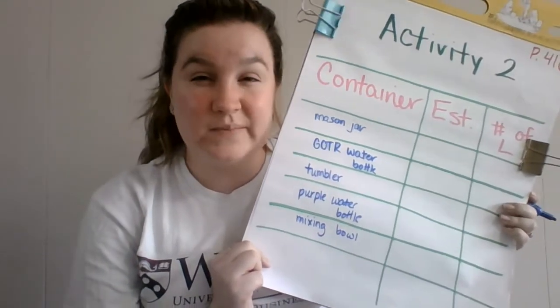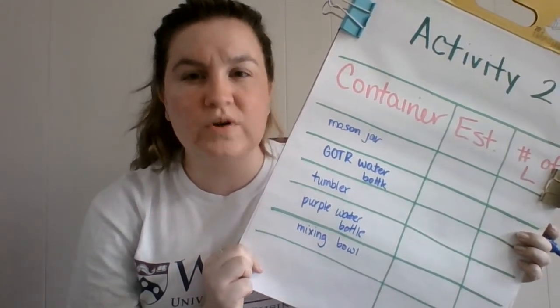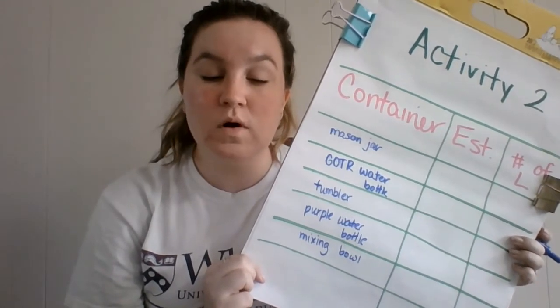So we need to estimate. And when we estimate, we think about what we already know and we kind of predict. We take a guess. So do we think it'll hold more than 1, about 1, or less than 1? I think my mixing bowl is definitely going to hold more than 1. My purple water bottle, I'd say about 1.